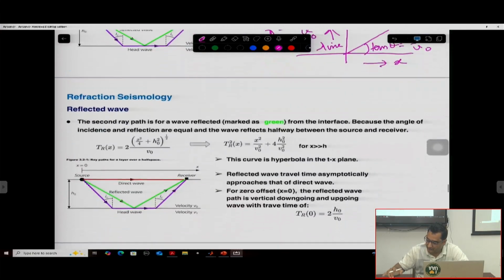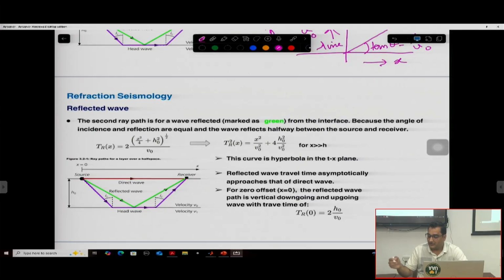Likewise, if we talk about the reflected wave, okay, so the reflected wave is denoted by this green line here. Okay. And this is going down at the interface, it is reflected off and coming back to the receiver, and the angle of reflection will be equal to the angle of incidence. And if you want to calculate the travel time for the reflected wave, then it will be 2 times (x by 2 whole square plus h naught square) to the power 1 by 2, divided by v naught. So this is the total travel time for the ray going down and then coming back up.